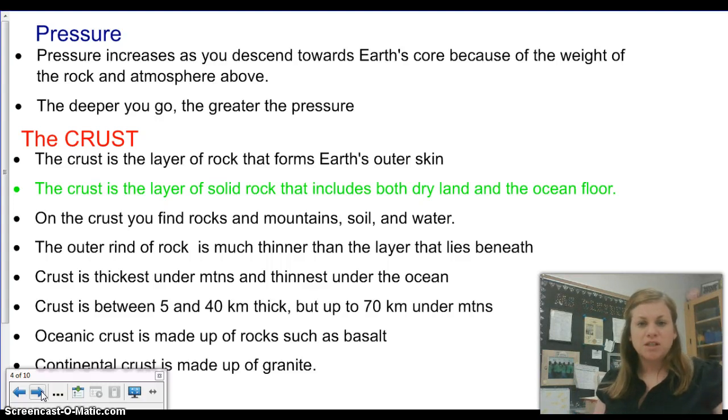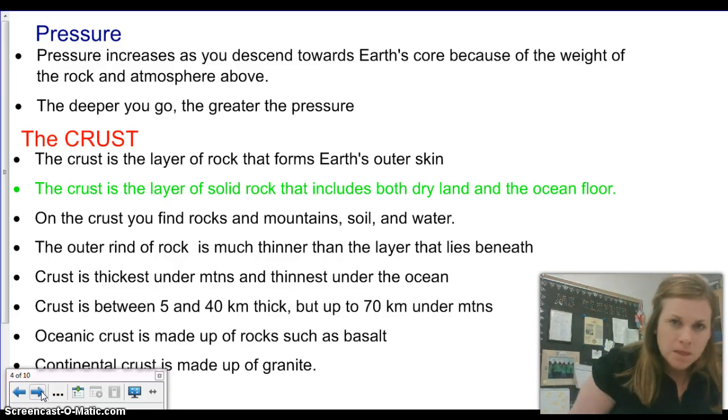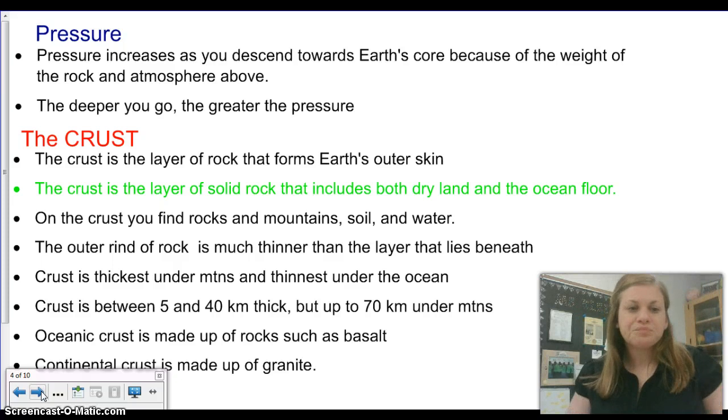As you move through the crust, this is the outer layer of the skin. The crust is a layer of solid rock that includes both dry land and the ocean floor. Yes, it's in green for a reason. You need to know it. On the crust, you find rocks and mountains, soil, water. Basically things you see here on Earth, that is the crust. The crust is thickest under mountains and thinnest at the oceans because you're getting closer to the floor of the crust.